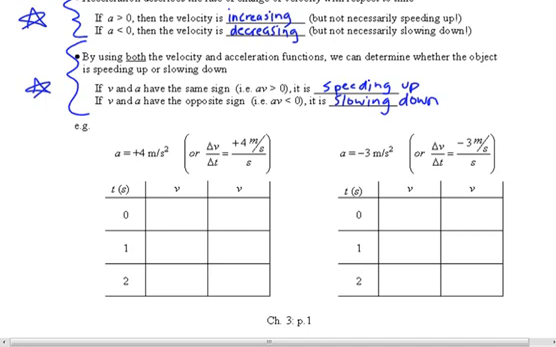But let's look at this example where we have positive 4 meters per second squared. We're going to look here at when velocity is greater than 0, and an example when velocity is less than 0. Acceleration of 4 means velocity increases by 4 meters per second every second.